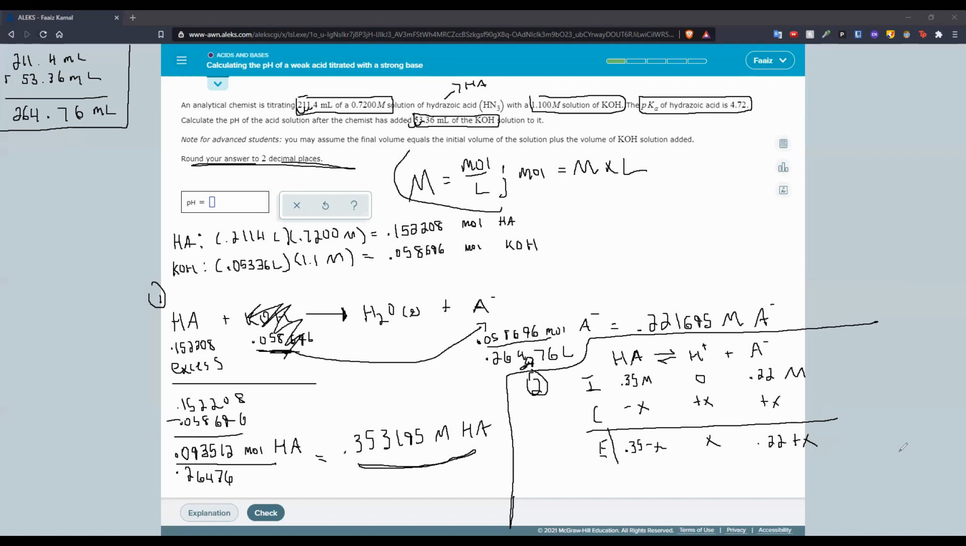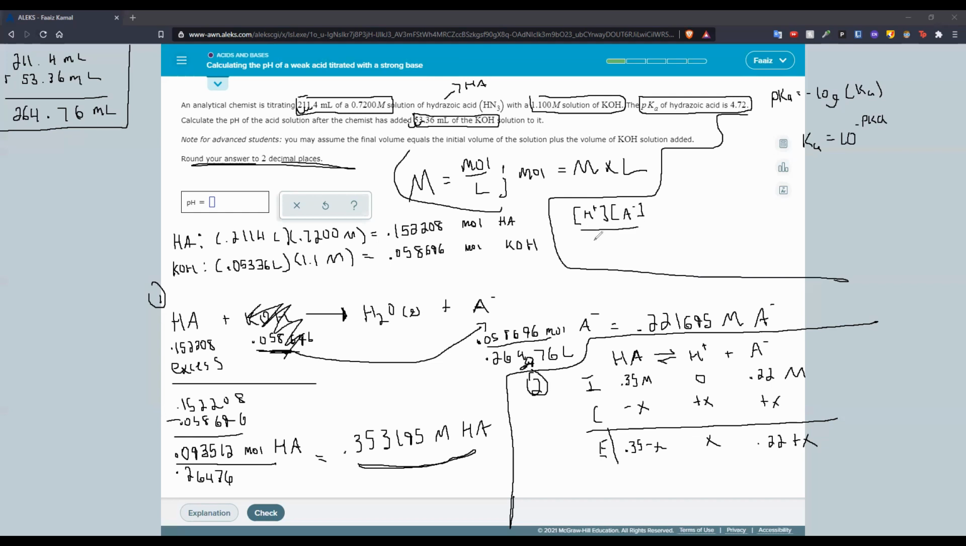and just like all the other ice tables, you need a Ka. And you might think that they didn't give it to you, but here they gave you pKa. pKa is just the negative log of the Ka. So to go in reverse, Ka would be 10 to the negative pKa. So when you write your equilibrium equation for this, it'd be H plus times A minus over HA equals Ka, which is equal to 10 to the negative pKa, which is equal to 10 to the negative 4.72 from this right here.